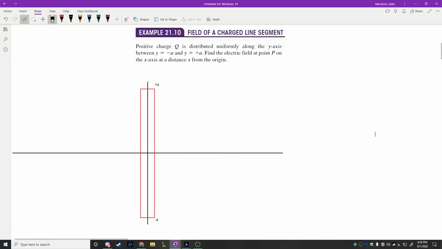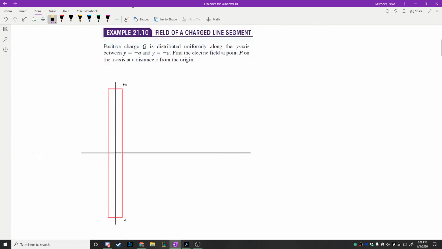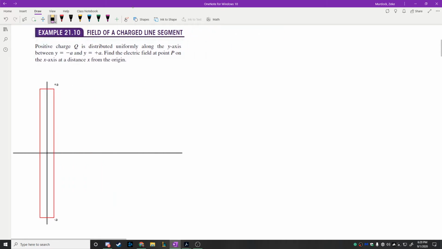Oh, you know what I want to do, actually? I want to get rid of some of this so it doesn't want to click it. I guess I have to do this with this guy. Okay, there we go. I'll do that by itself.